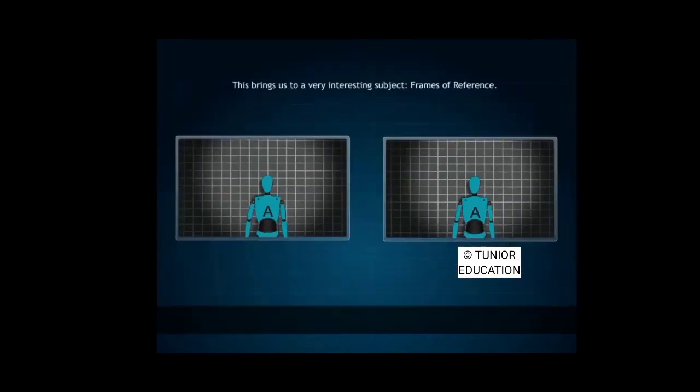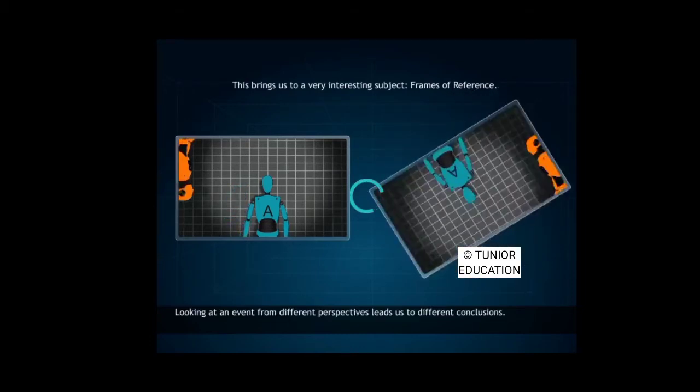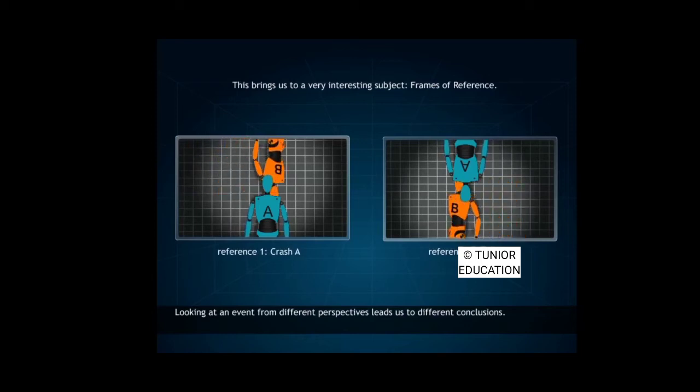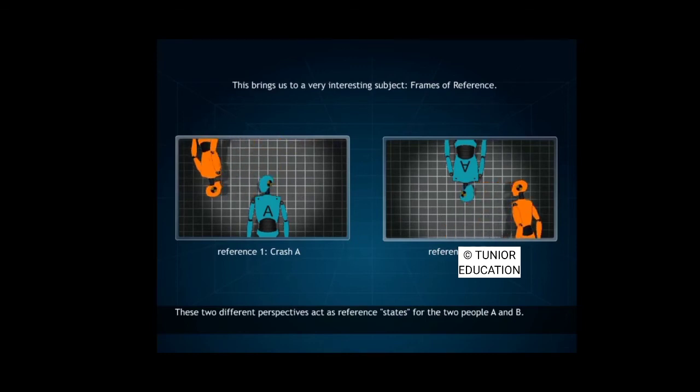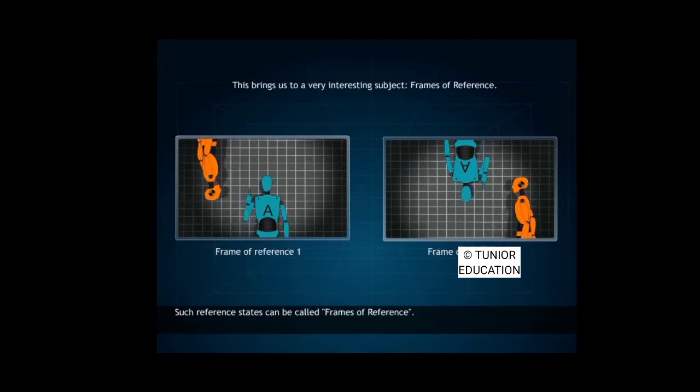This brings us to a very interesting subject: frames of reference. Looking at an event from different perspectives leads us to different conclusions. These two different perspectives act as reference states for the two people A and B, and these reference states define the position of objects around them. Such reference states can be called frames of reference.